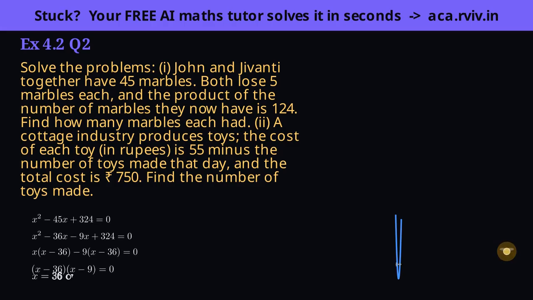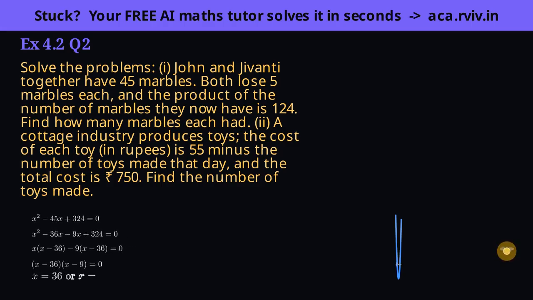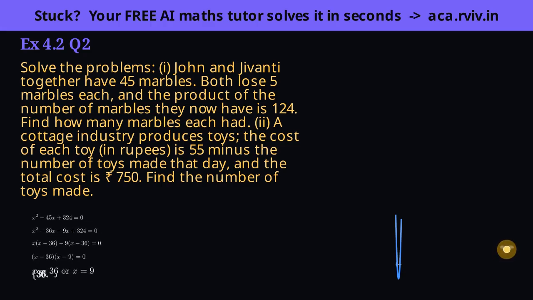Here's the lovely part, both roots are valid, because Jivanti simply has whatever is left of the 45. If John has 36, Jivanti has 9. If John has 9, Jivanti has 36. Either way the pair is 36 and 9, the two roots are just the two people.